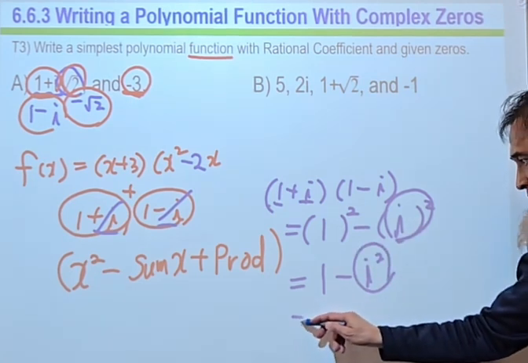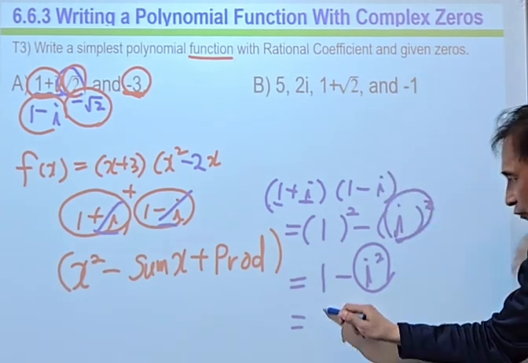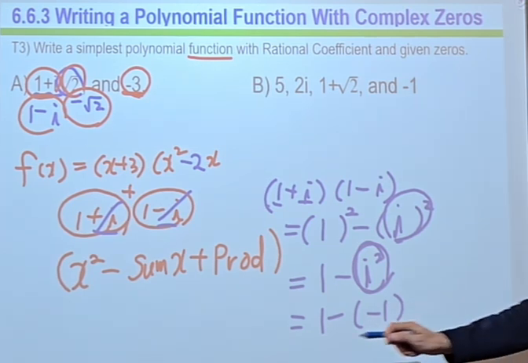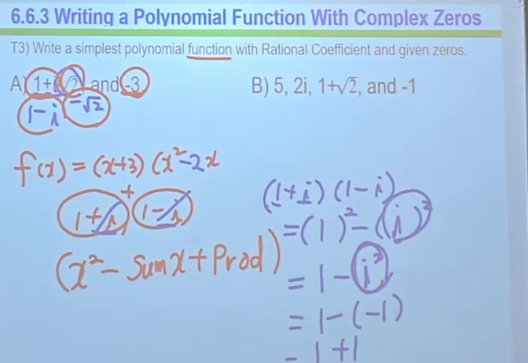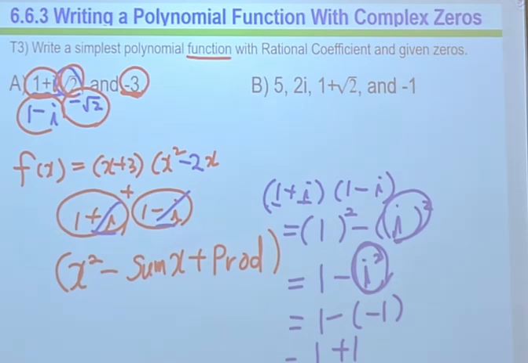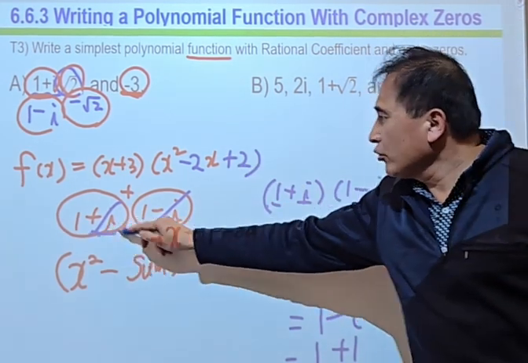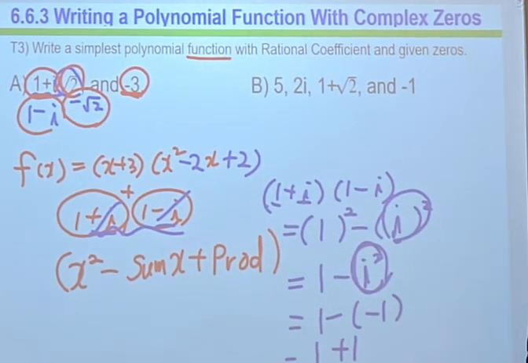Negative 1. So I'm going to put negative 1 for i squared. This one is negative 1, right? So that means the negative becomes positive, right? So 1 plus 1 is 2. So the product is 2. From these 2 zeros, I found the quadratic factor like that. Everybody got it? Yes, makes sense?